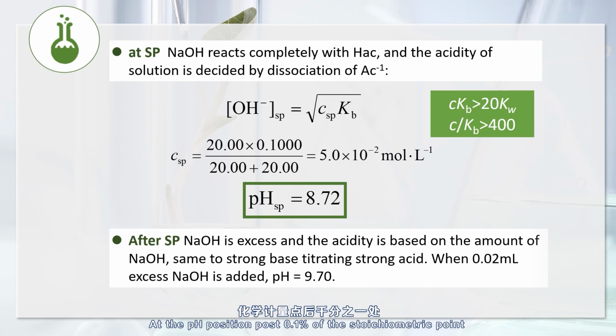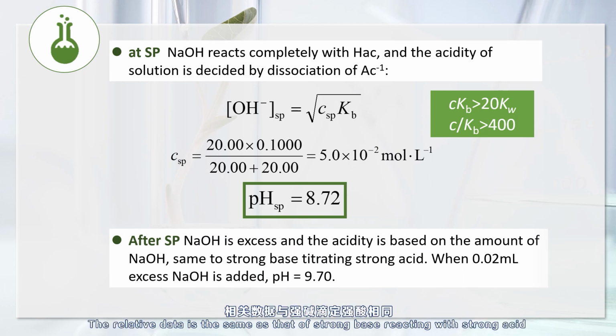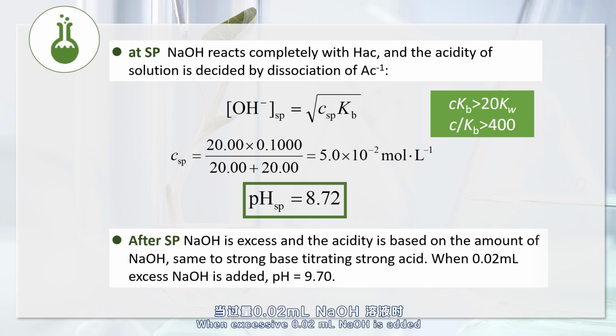At the position post 0.1% of the stoichiometric point, sodium hydroxide is added excessively and the alkalinity of the solution depends mainly on the amount of sodium hydroxide. The relevant data is the same as that of strong base reacting with strong acid. When excessive 0.02 ml sodium hydroxide is added, the calculated pH is 9.7.